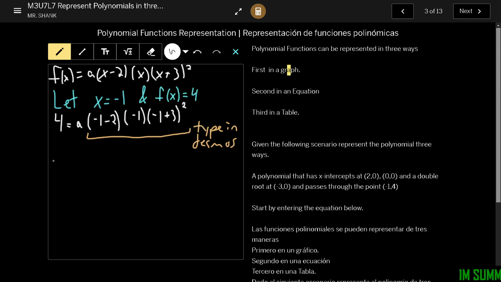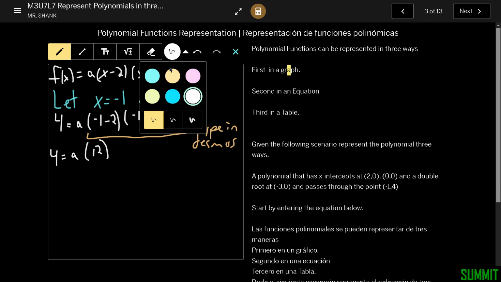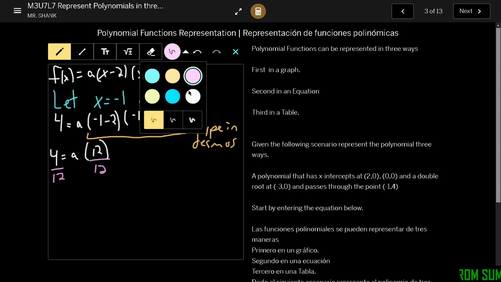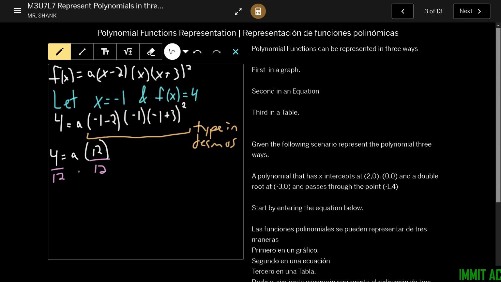So I have 4 equals a times 12 as my equation. And my last step is to divide both sides by that number we just found. So I'm going to say divide both sides by 12. Again, if you want to simplify your fraction, you can. I'm not going to take off points if you just leave it as it is because, for the most part, as long as we have that full equation, we are good.